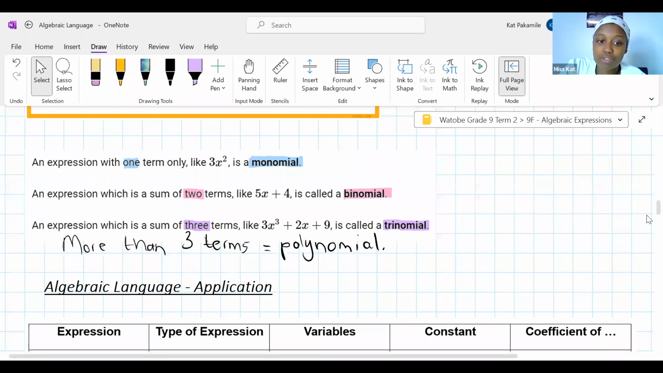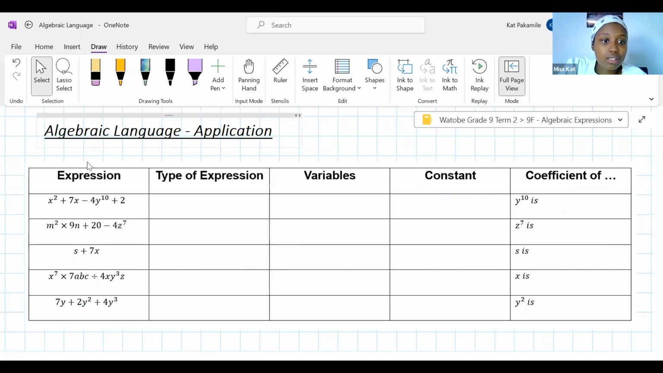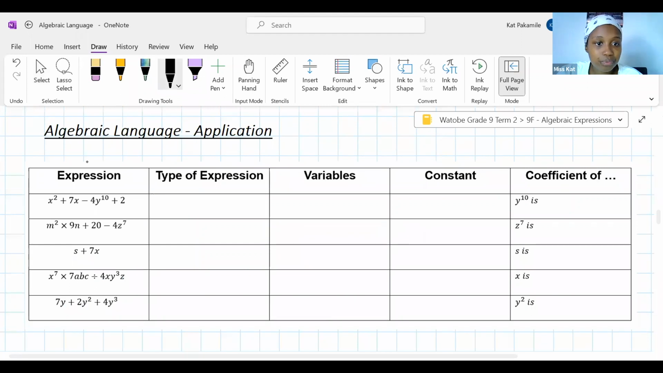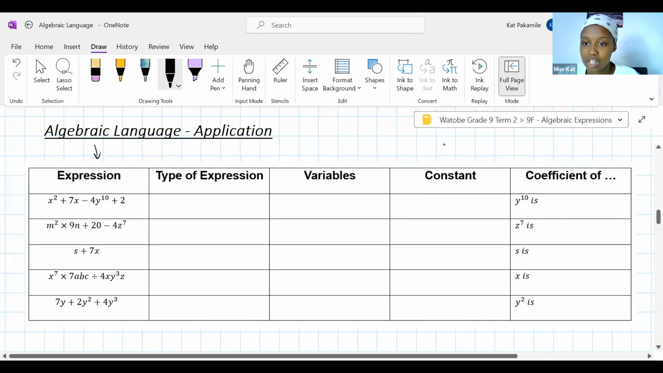Applications. I need hands for people to help me fill out this table. So we're going to look at the expression in the first column. Then the type of expression. You need to tell me, is it a monomial, a binomial, a trinomial, or a polynomial? Then tell me what variables you see there. Do you see a, z, b, m? Then you tell me what the constant is in this expression. And lastly, you tell me what the coefficient of these specific ones is.